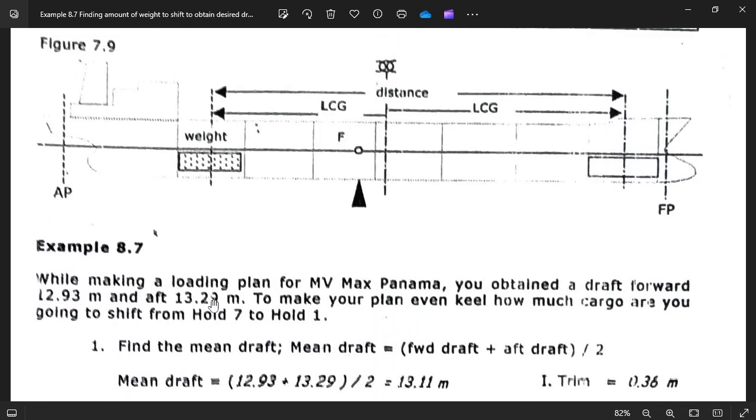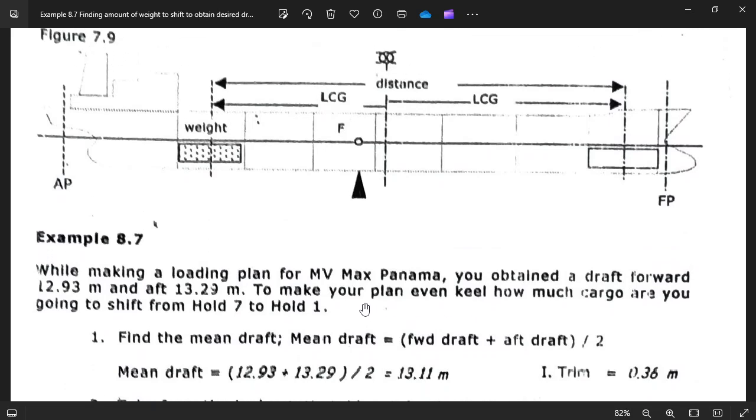When making a loading plan for Panamax, you obtain a draft forward of 12.93 and aft of 13.29, meaning we are trimmed by the stern. To make your plan even keel, how much cargo are you going to shift from hold 7 to hold 1? Okay, so he's asking for how much cargo, the weight, going to shift from hold 7 to hold 1.